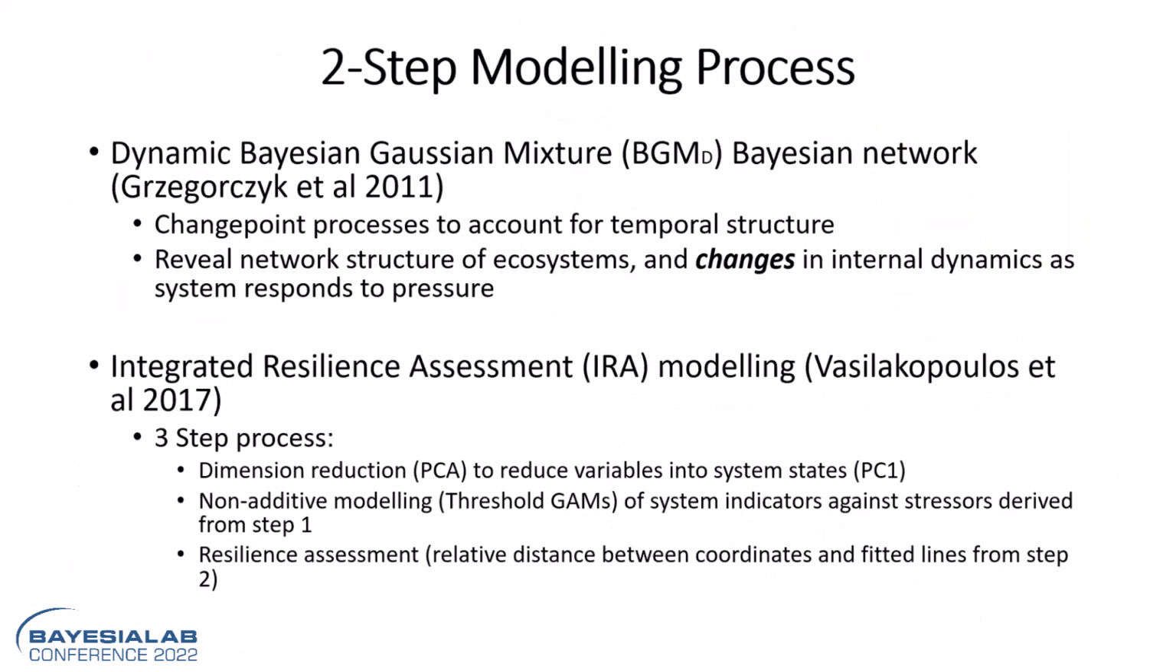So what we're proposing is a 2-step modeling process. The first part is a dynamic Gaussian mixture Bayesian network model that was proposed by Grzegorczyk et al. in 2011. It includes change point processes to account for the temporal structure, with the aim of revealing the network structure of ecosystems and where the change points are in this time series in the internal dynamics as the system responds to the pressure. And then we'll be complementing this with the integrated resilience assessment, the IRA modeling, which we spoke about earlier, essentially that 3-step process, which includes dimension reduction, non-additive modeling, and resilience assessment.